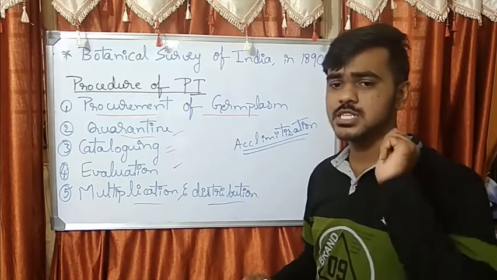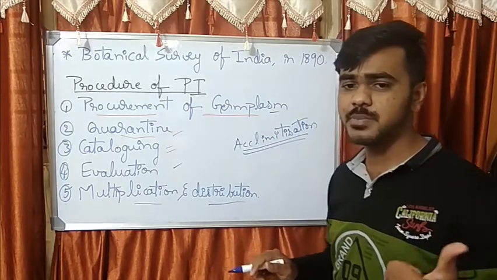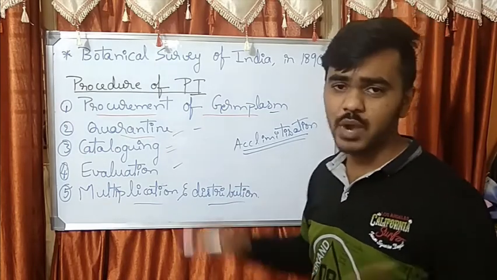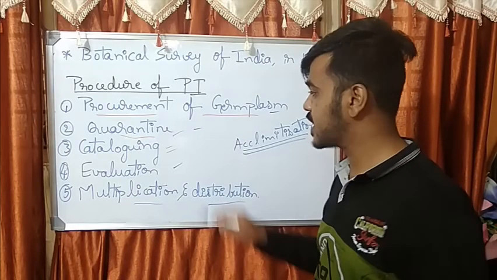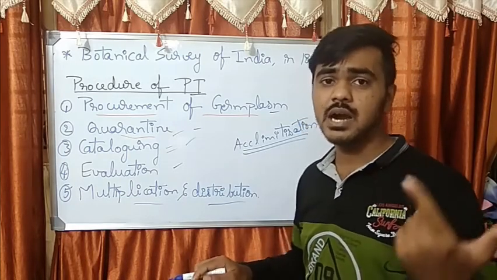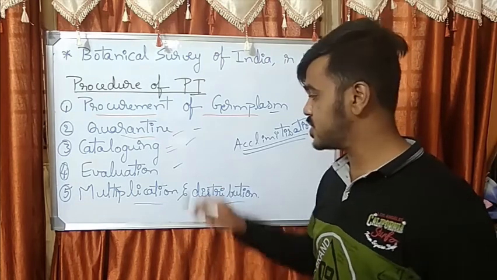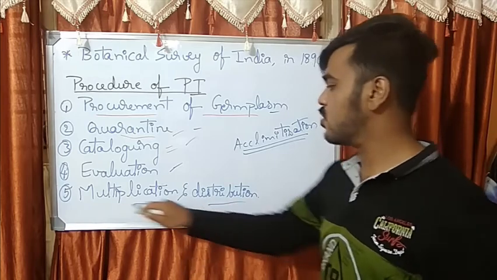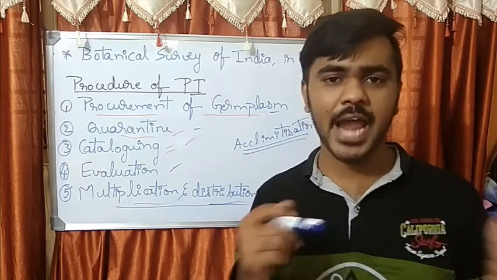Remember, first the germplasm should be collected. Remember what I told, how this will be done, how the code will be made and all. Then the quarantine rules, quarantine checks, and the phytosanitary certificate. Then the cataloging, EC, IC, IWC, name, labels, origin and all. Then the evaluation, acclimatization, where it should be done. Then go for the multiplication and the distribution. This is all about the plant introduction.